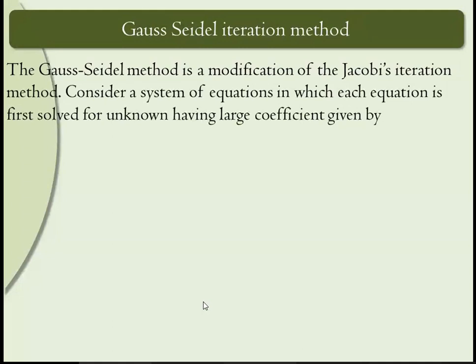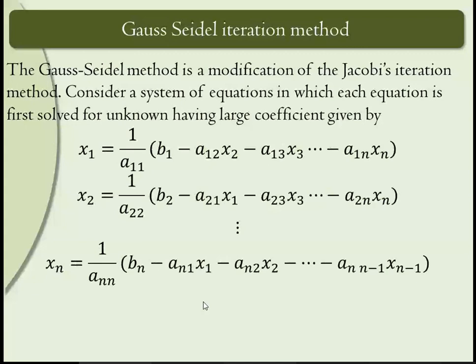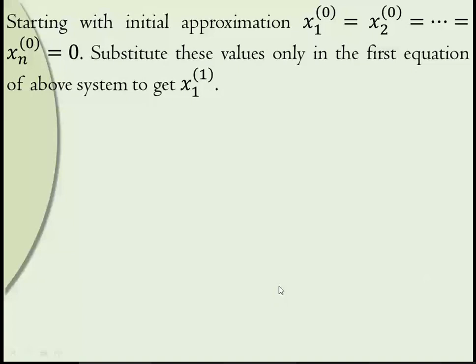First part will be the same: getting the values of x1 to xn in terms of the other variables. This part will be the same. The 0th iteration will also be the same: taking all x1, x2, xn equal to 0. The initial approximation 0 is also the same. Okay, what to do? Just put these values into the first equation.